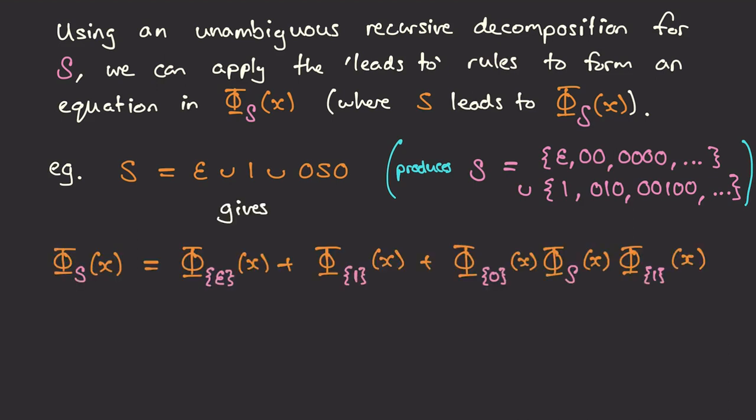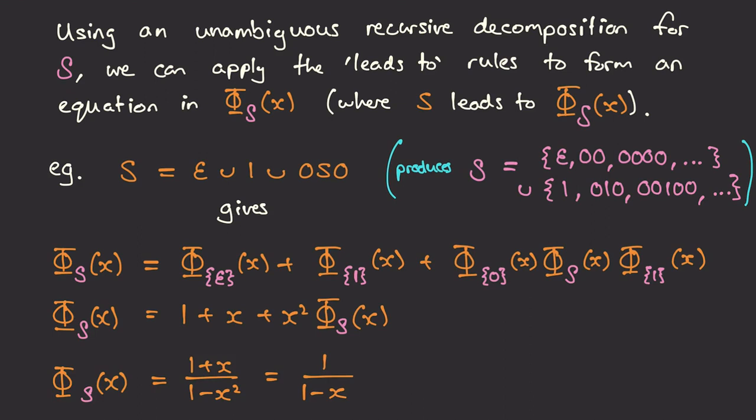The equation simplifies to say that phi sub pink S of x is 1 plus x squared times phi sub pink S of x. The context of the equation is that we have a set pink S and we want the generating series for that set. So in this equation, the unknown is phi sub pink S of x. Making that the subject of the equation and simplifying gives that phi sub pink S of x is 1 over 1 minus x. This method works generally to go from an unambiguous recursive decomposition into a generating series.